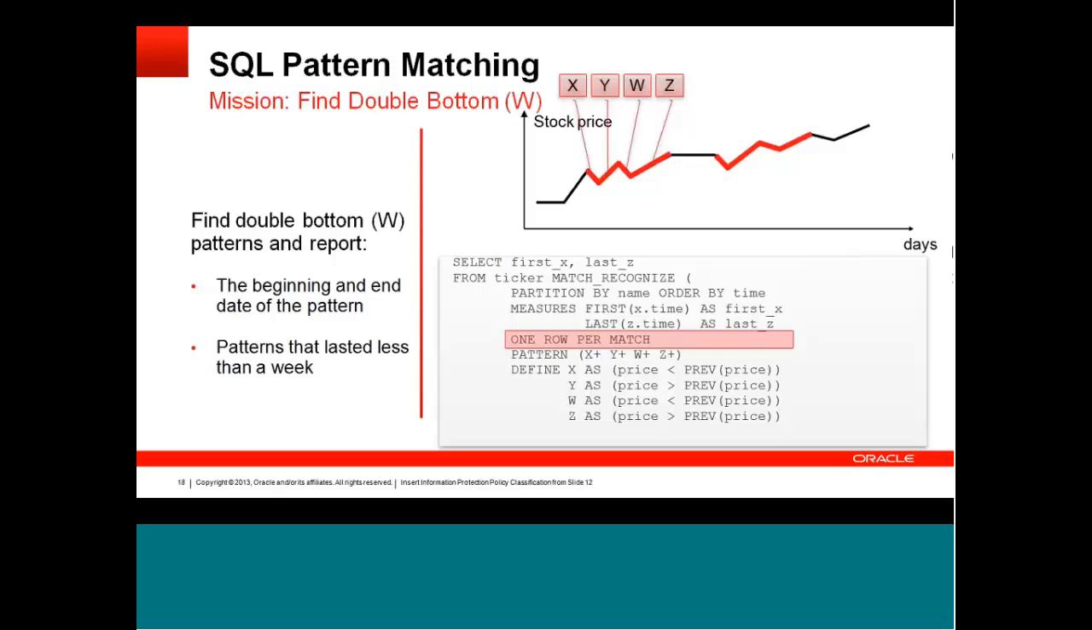Next, we have one row per match. As highlighted in the slide, if you use one row per match, pattern matching generates only one row for each match that is found. So if you want the output to return every row that is matched, you have to use the all rows per match.